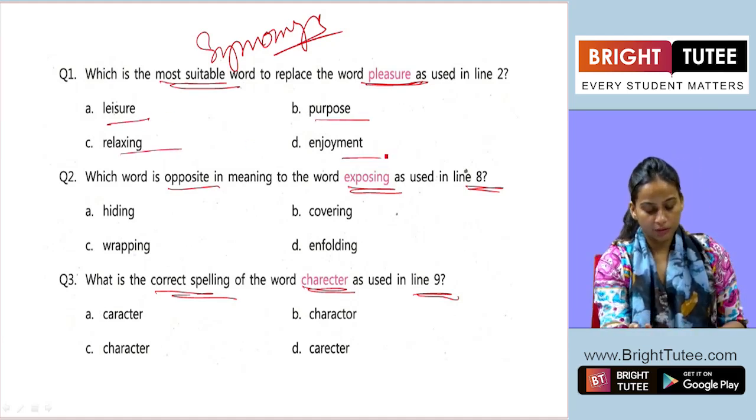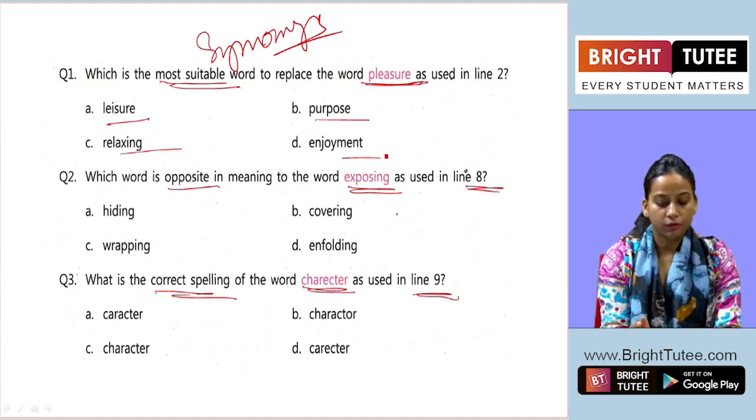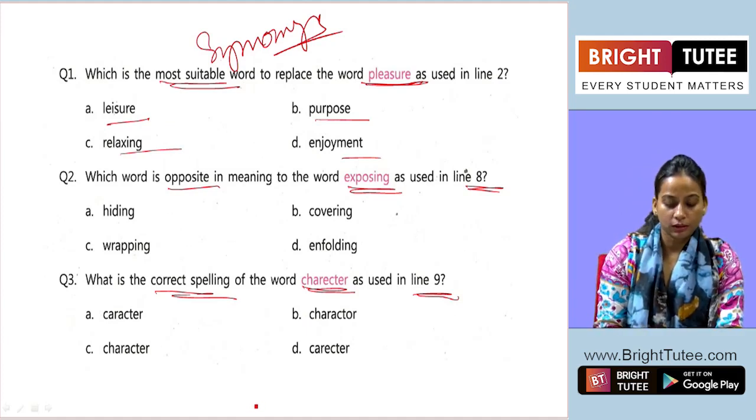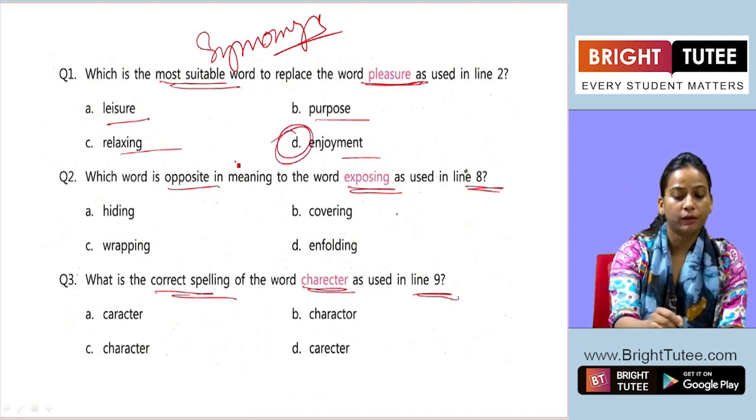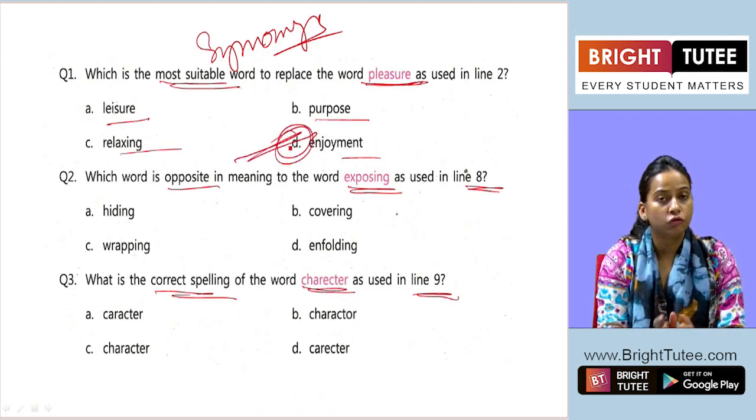So here, if we talk about the sentence, it was reading for information and reading for pleasure. So the most appropriate is going to be enjoyment. Clear? Option B is the correct option for question number 1.